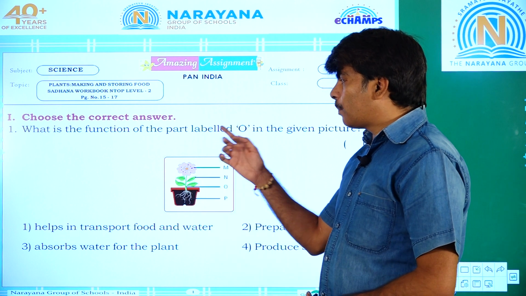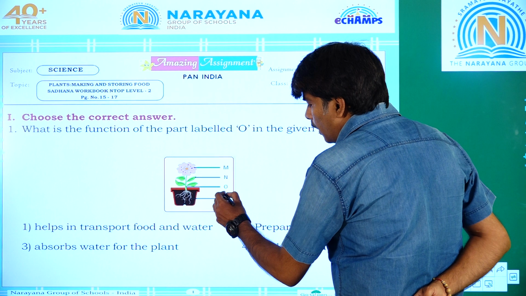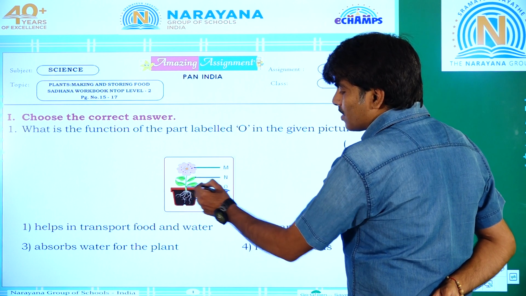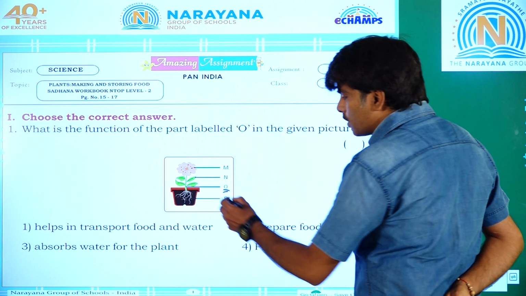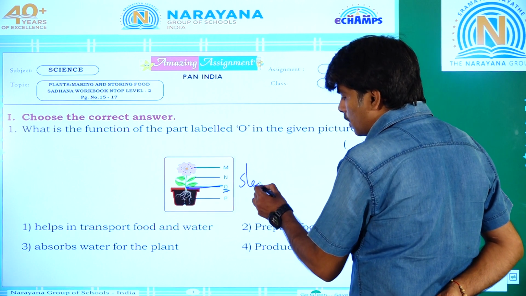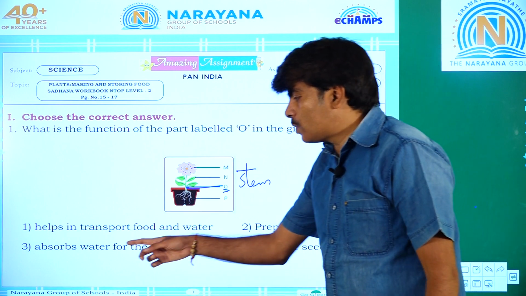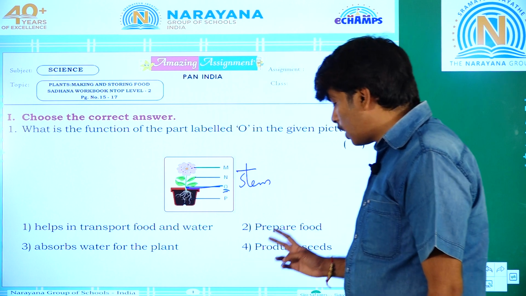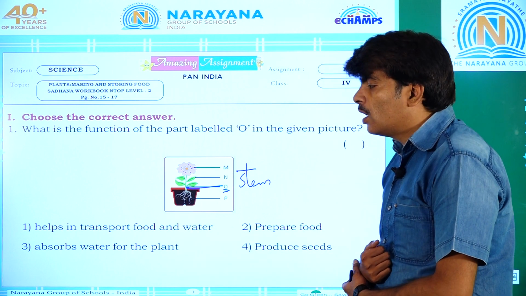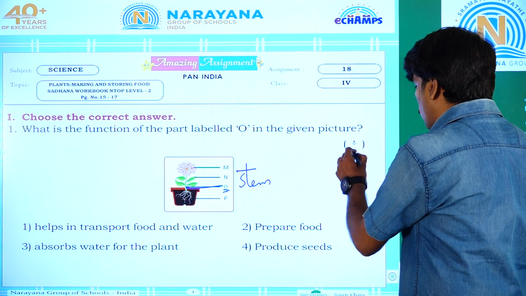Which is the function of the part labeled O in the given picture? A picture is given. Here we find letter O. What is the function of letter O, which is representing here? O is representing stem. So what is the function of the stem? It helps in transport of food and water. So our option is 1.